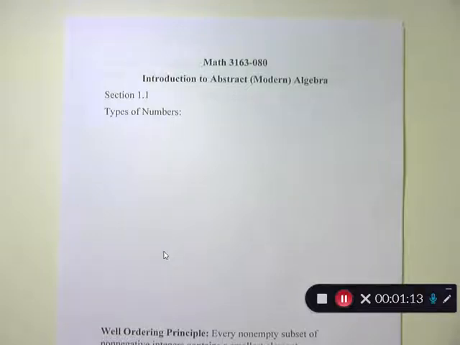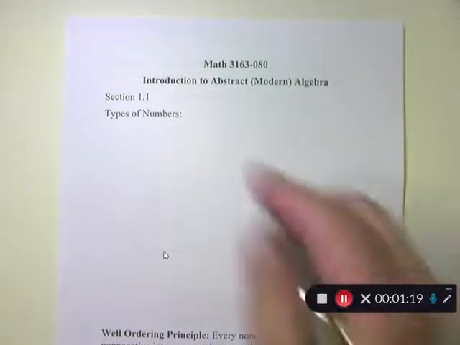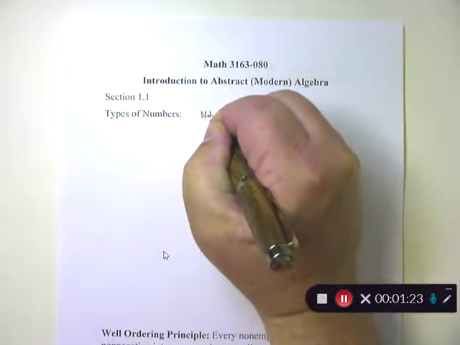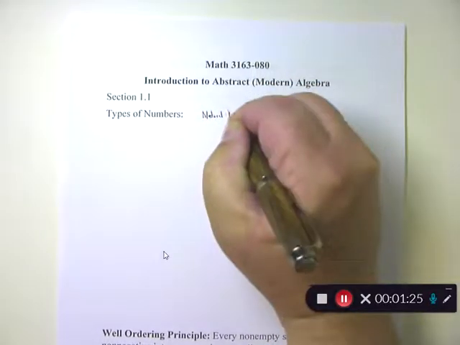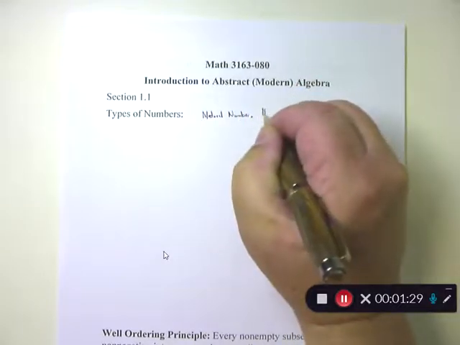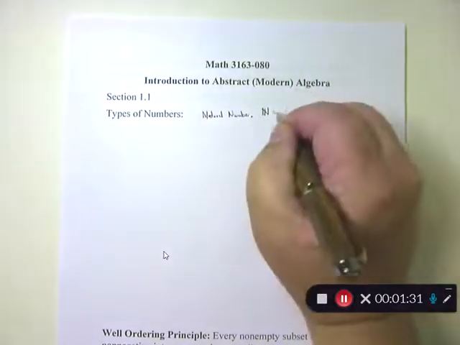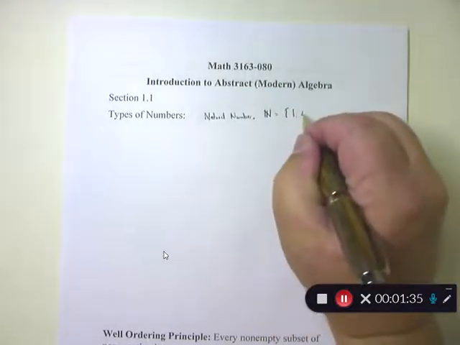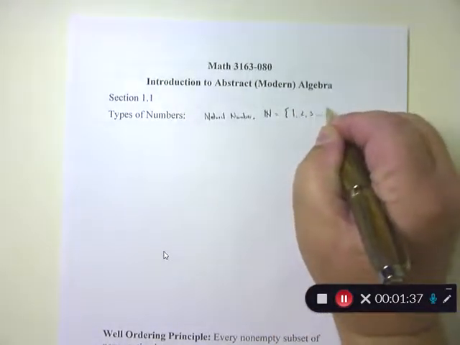So first off, the different types of numbers. If you go back in history, the first type of numbers you'll run across are what we call the natural numbers. Natural numbers, also known as the counting numbers, have a symbol of a double-struck N, and the natural numbers are 1, 2, 3, and you keep on going forever.